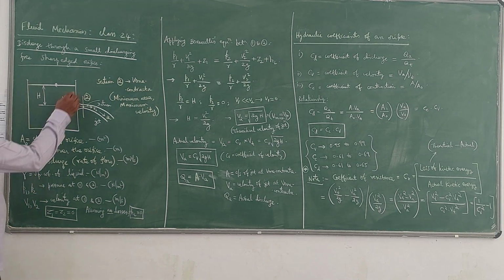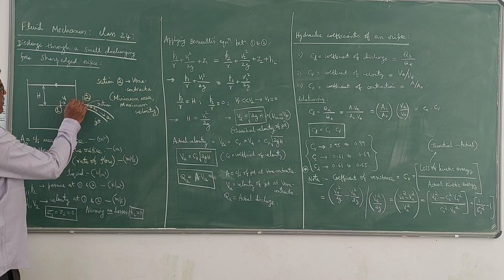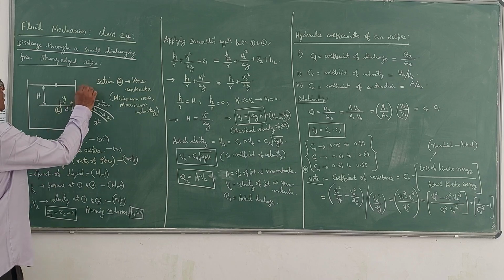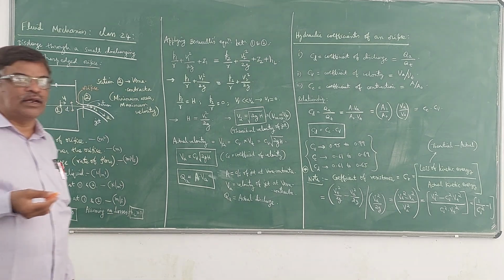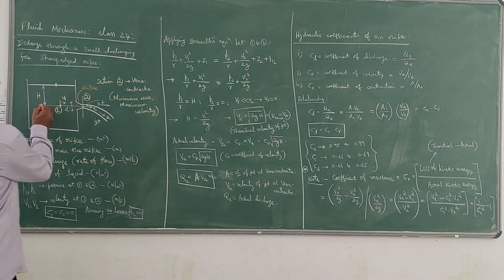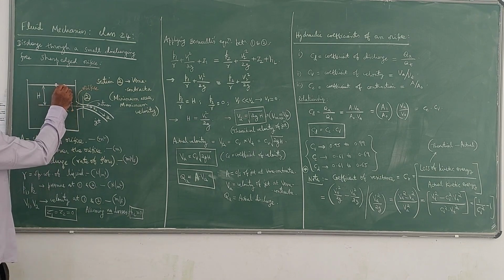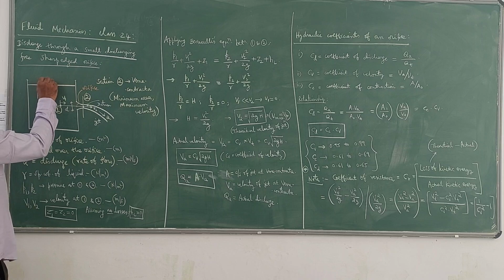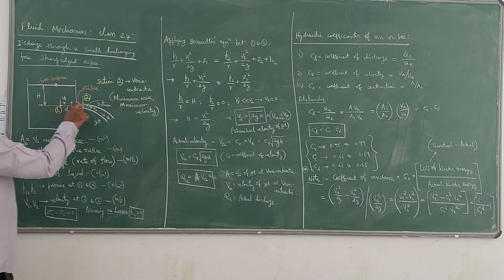This is the tank, to which an opening is made here. This is the orifice. It can be of any shape: rectangular, triangular, circular, square, whatever it is. H is the head of this orifice, which is measured from the center of the opening to the free surface. This is the free surface. And the jet of water, you can see here, emerges out like this.